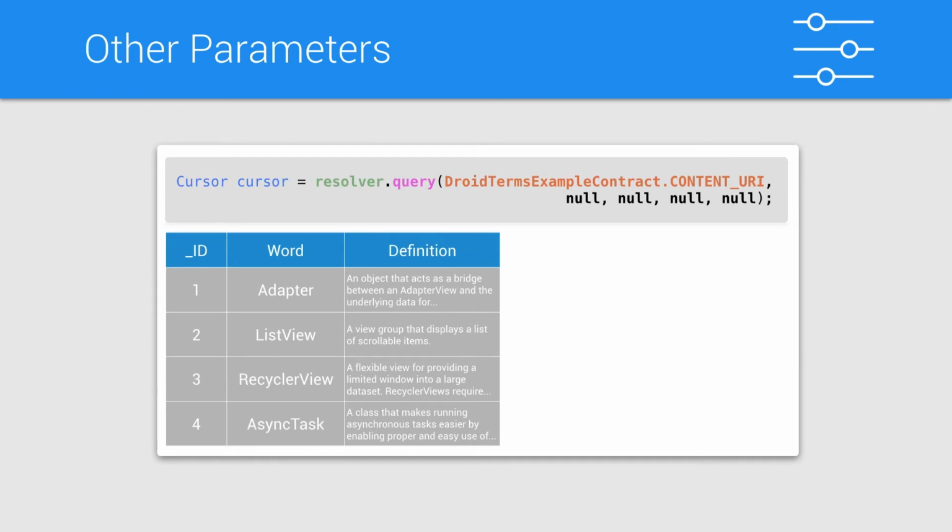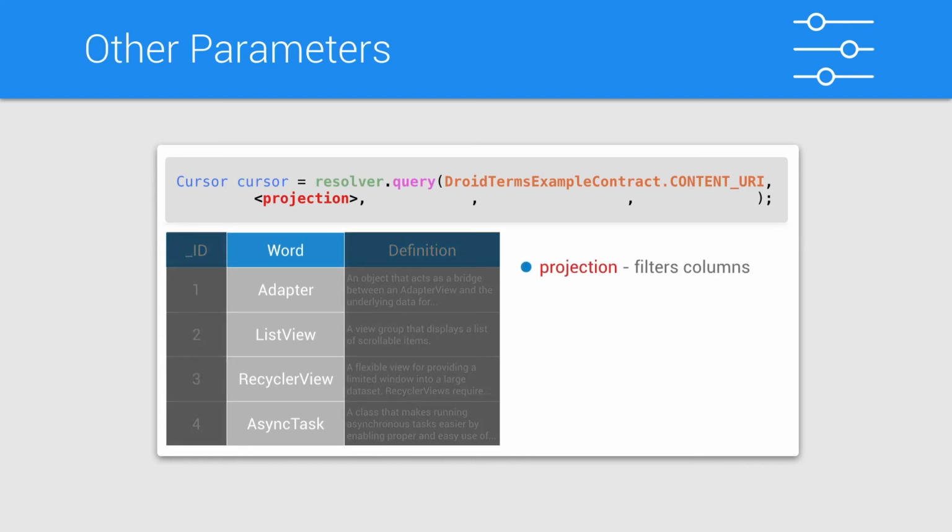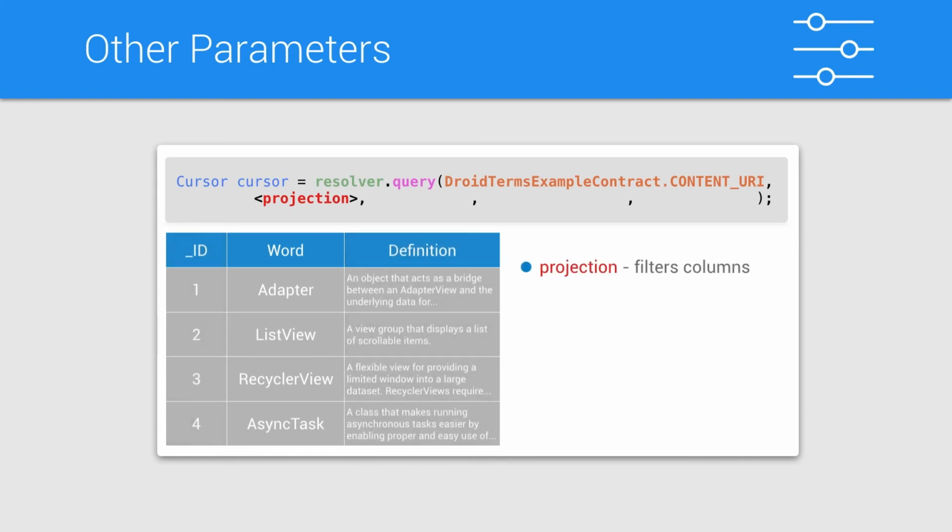These null parameters, when they are not null, relate to what is known as the projection, selection, selection arguments, and sort order of the data returned by the query function. These arguments mirror the different parts of a query statement in SQL. A projection in SQL is used to narrow down the number of columns returned, such as only getting the word.